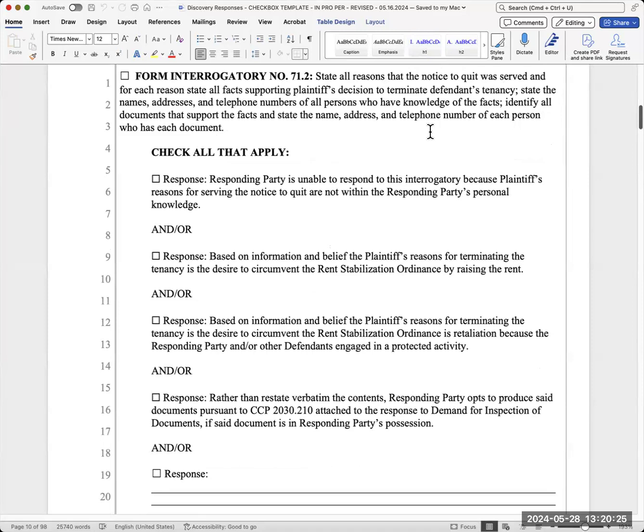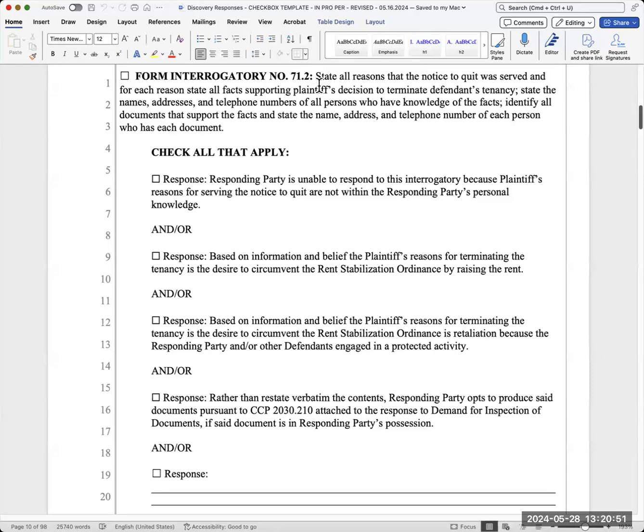What are the facts as you know them, versus what you might be assuming or guessing, right? Because this question is technically asking about the plaintiff's decision, right? What are the facts supporting the plaintiff's decision? Okay, so the question is designed mostly for the plaintiff to answer.